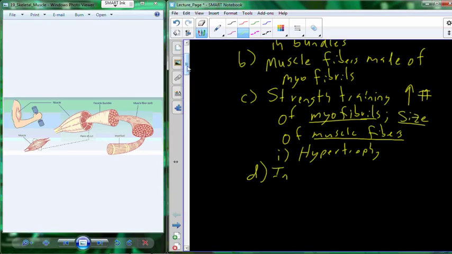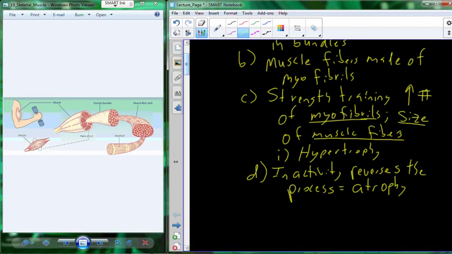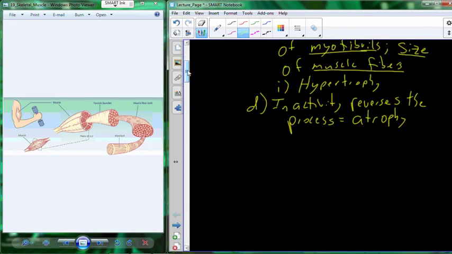Now, on the converse, inactivity will actually reverse the process. This is no longer hypertrophy, but the opposite, which is atrophy. So hypertrophy is the increase in size of a muscle fiber, of a muscle cell, and atrophy is the decrease in size. So why don't we take a real quick look here at the muscle cell, the muscle fibers.